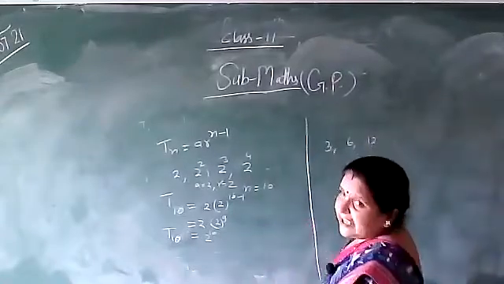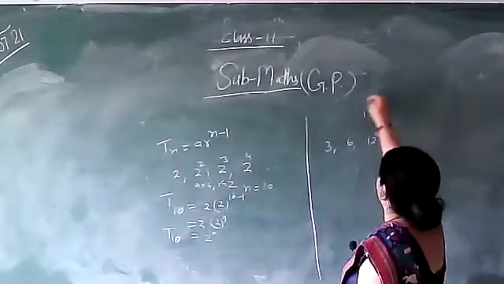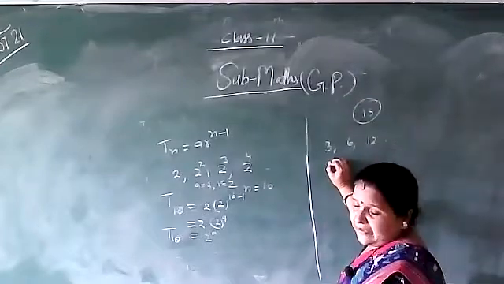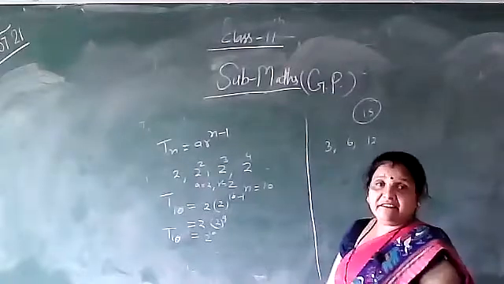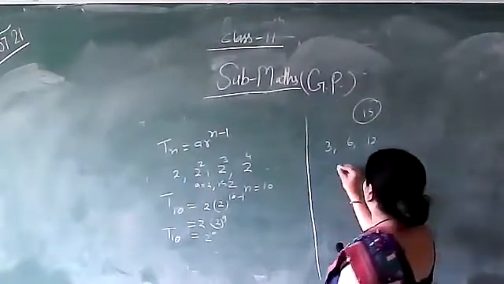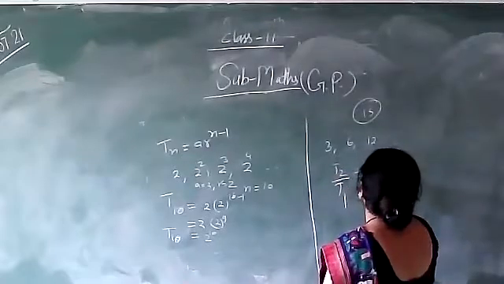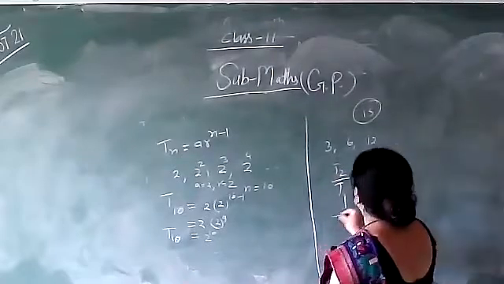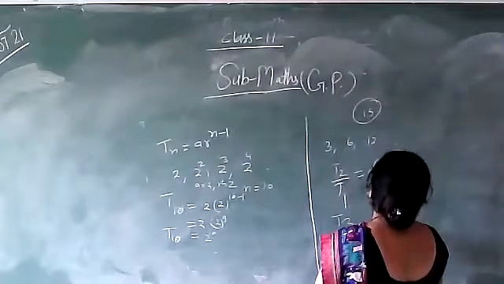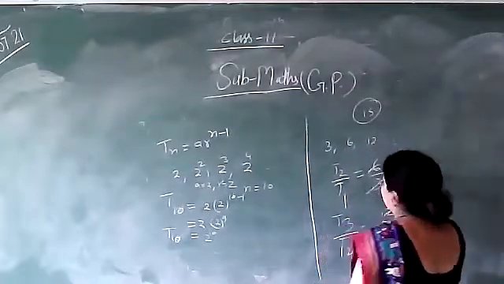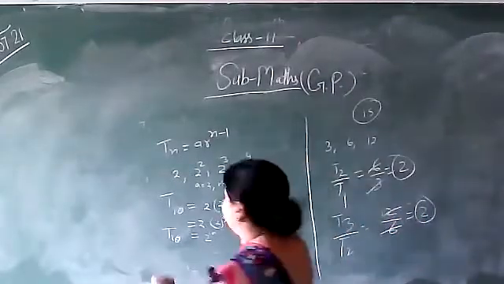I write, if these series are in GP, then find the 15th term. So first we check whether this series is in GP, otherwise not. We divide T2 by T1. 6 by 3, here is a 2. And T3 by T2, 12 by 6, here is also 2. That means the common ratio is the same. So this series is in GP.